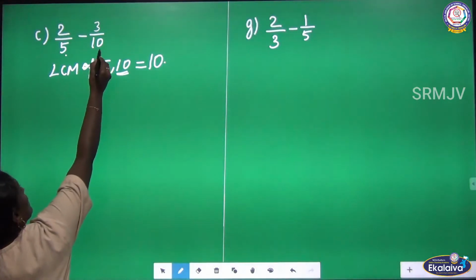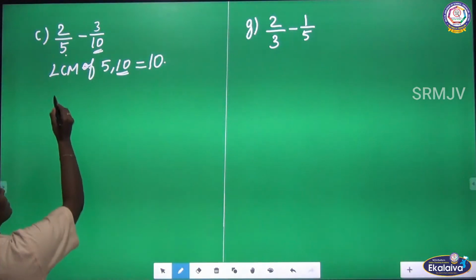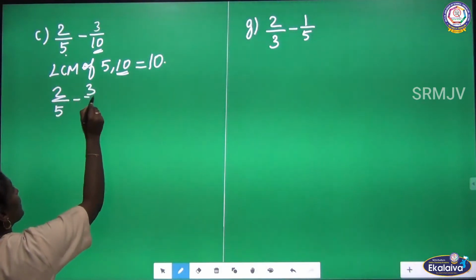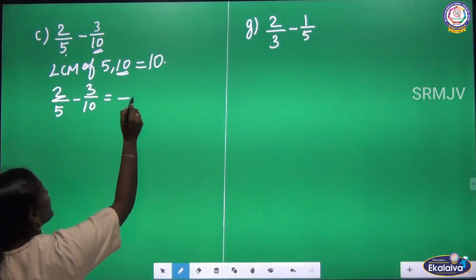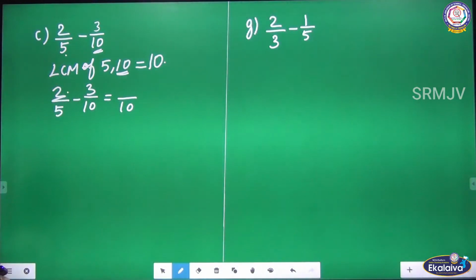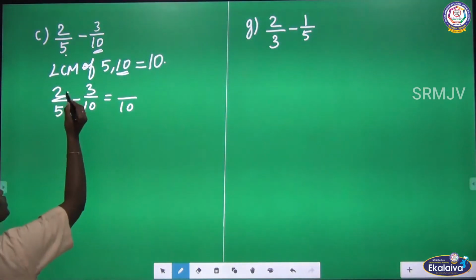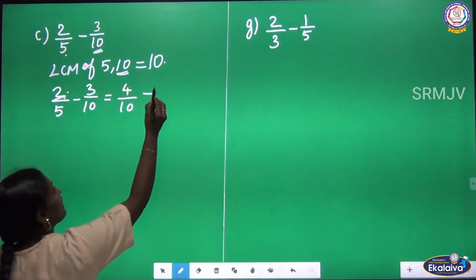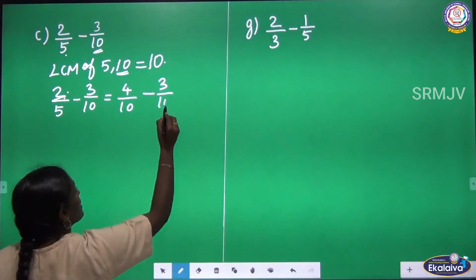So, already in the second fraction, the denominator is 10. So, we have to convert the first fraction alone. Okay. In 5 table, when you will get 10, 5 2s are. So, we have to multiply the numerator by the same number 2. 2 into 2, 4. We will get 4 by 10 minus the second fraction 3 by 10.